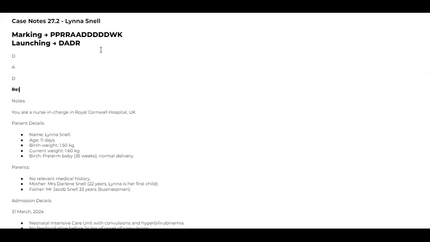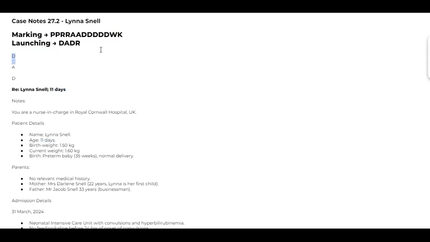You have to write the patient's name here. What is the patient's name? Lena Snell is the patient's name. Take it and just write it here. Lena Snell is here. Then give a semicolon. Then write the patient's age, 11 days old, only 11 days. Just write it as it is, 11 days. So we wrote this part.